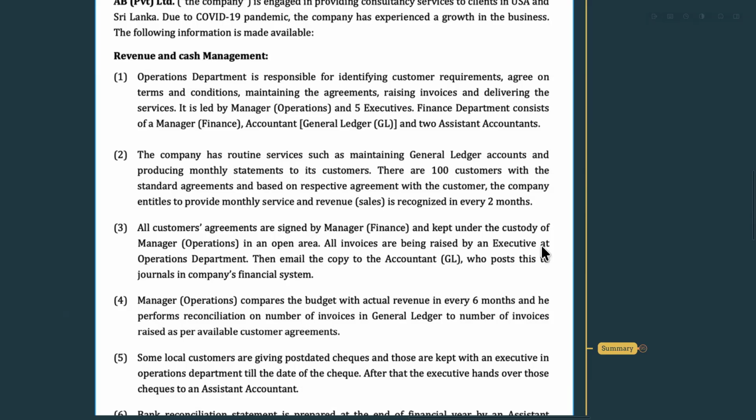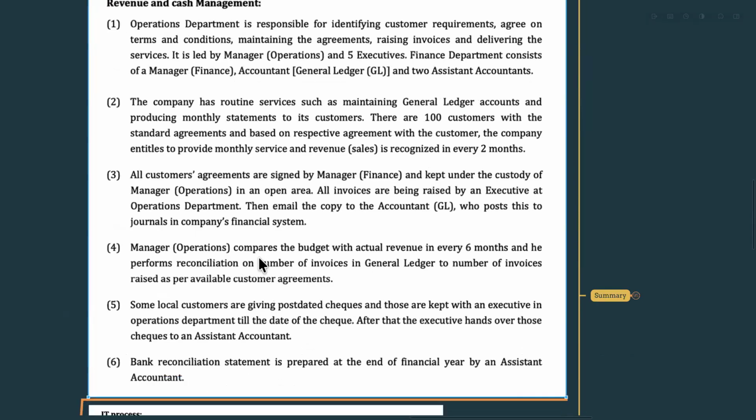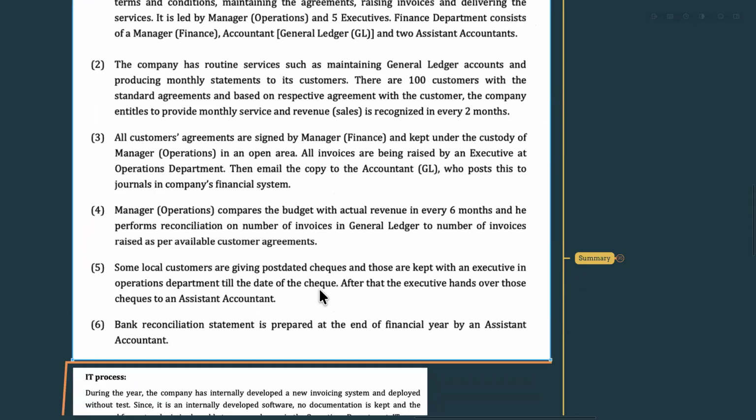All invoices are being raised by an executive at the operation department. So the operation department is involved with the finance things here. Again, segregation of duty is missing. Then they email the copy to the accountant who posts this to journals in the company's financial systems. Right? So the manager, operations, compares the budget with the actual revenue every 6 months, and he performs reconciliation of the number of invoices in the general ledger to the number of invoices raised as per available customer agreements.